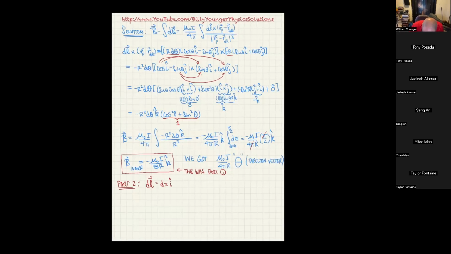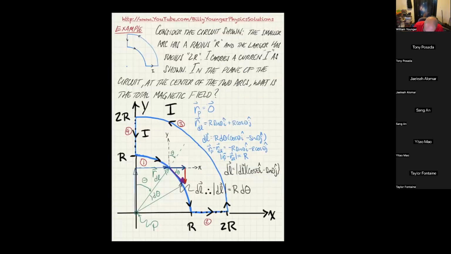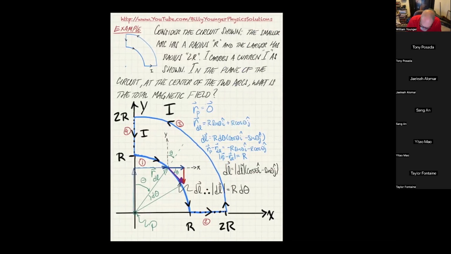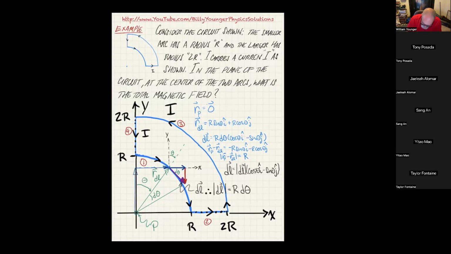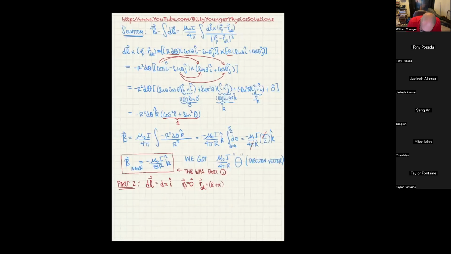And now rp is again the 0 vector. And then rdl is going to be basically r plus x, right? Because it's got to go at least r to get to that little segment, and then it's going to go an additional x. But notice the r has to point to the tail of the dl vector, so it's going to be r plus x, and then it has to be along the x-axis, so we know that's going to be in the I hat direction.